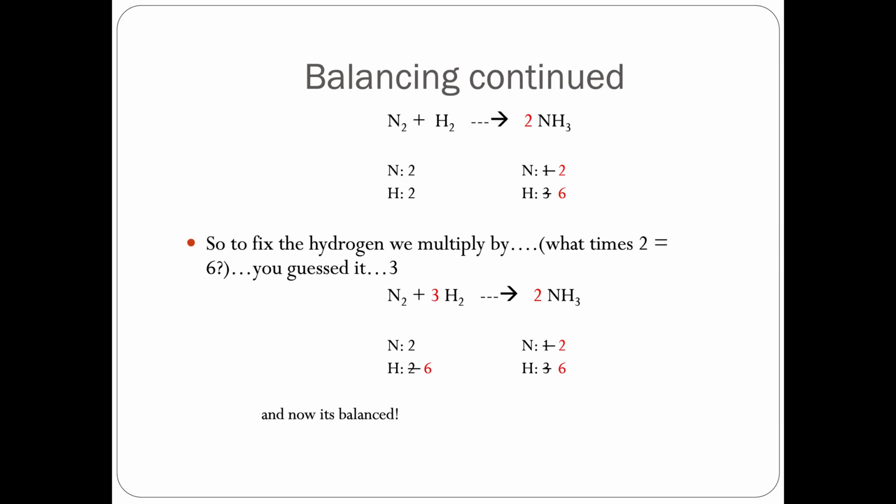Right? So now, how are we going to fix the hydrogen? We can't change it to an H6. What we're going to do is we're going to put a coefficient in front of the hydrogen. That will make it a 6. So what number times 2 is 6? And the answer is, of course, 3.